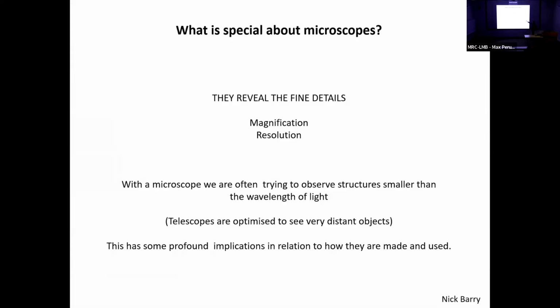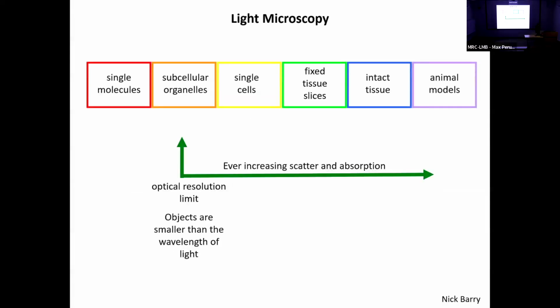The point with microscopes is we're often trying to observe structures much smaller than the wavelength of light. So there's another special condition there. That sets them apart from telescopes, for example, which look at objects a long, long way away. These properties, particularly this one about wavelength, mean there are a lot of things that have to be right in the way microscopes are made and used.